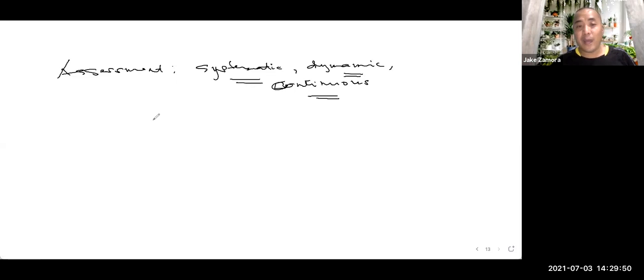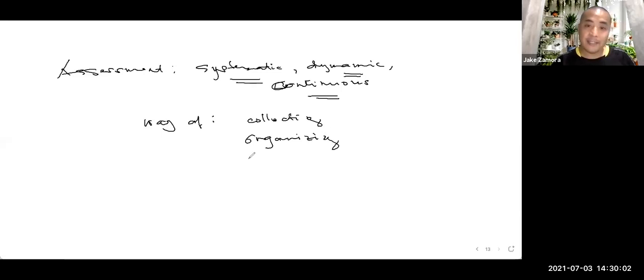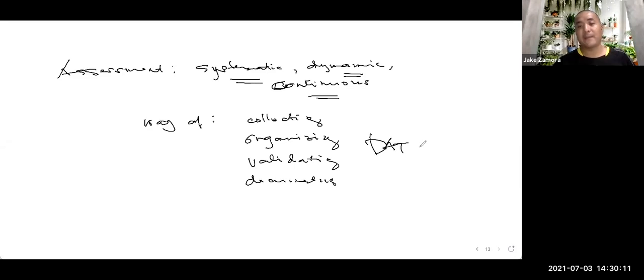It's a continuous way of, again, collecting, organizing, validating, and documenting data. So again, your assessment is a systematic, dynamic, continuous collecting, organizing, validating, and documenting data. This will include your physiological, psychological, sociocultural, spiritual, economic, and lifestyle factors as well. So there are four different types of assessment.